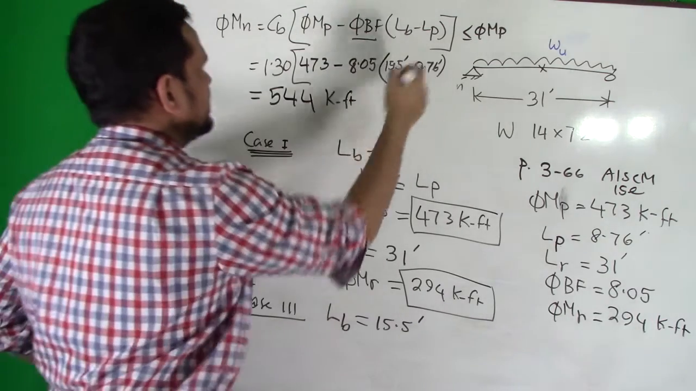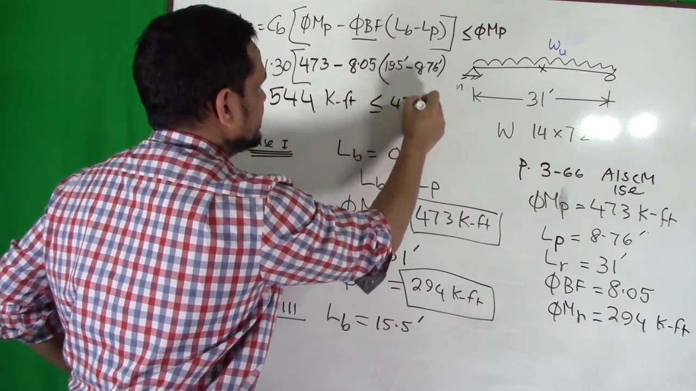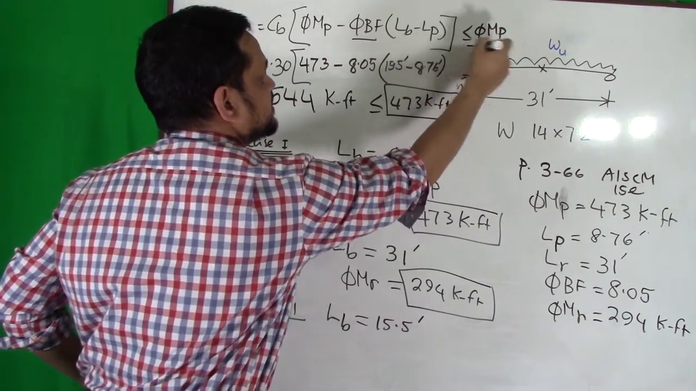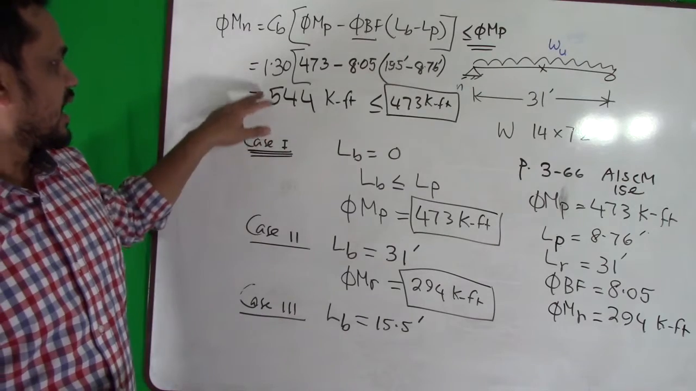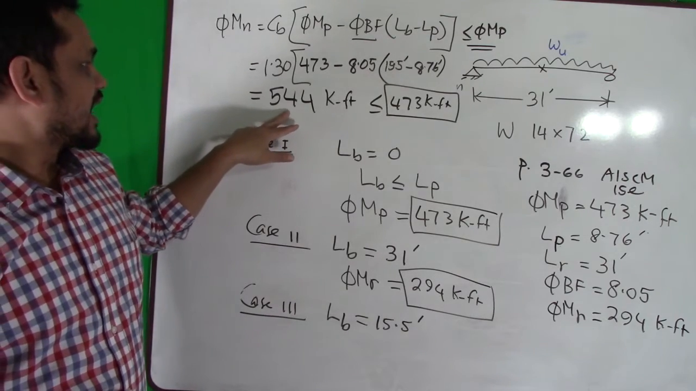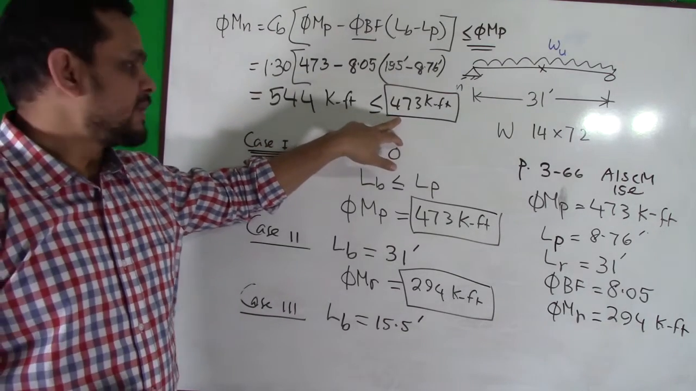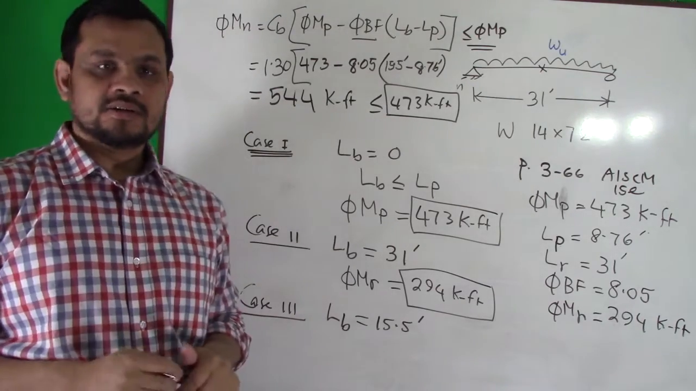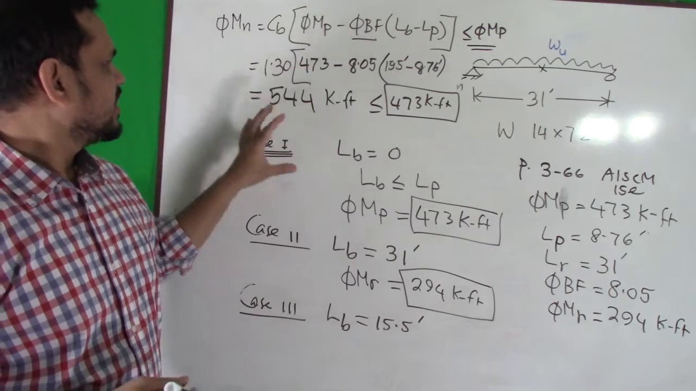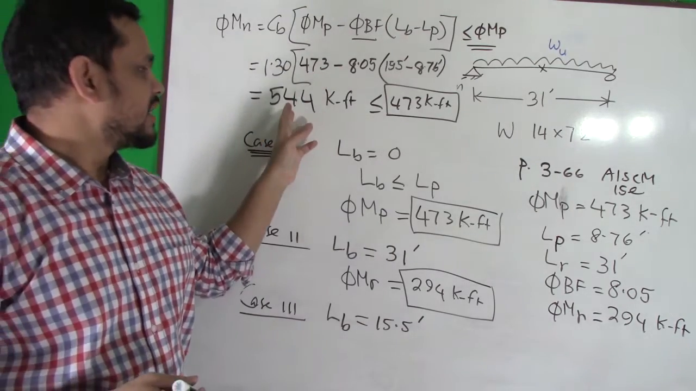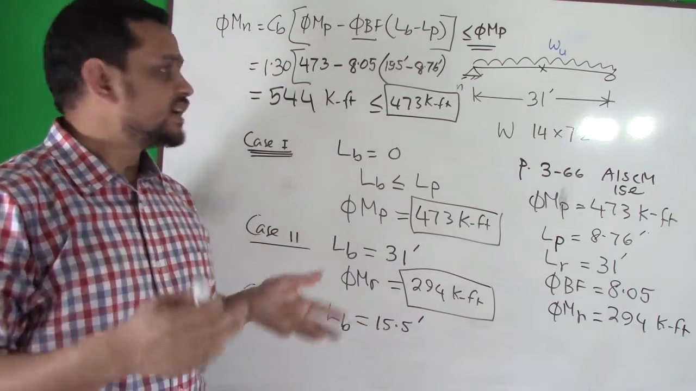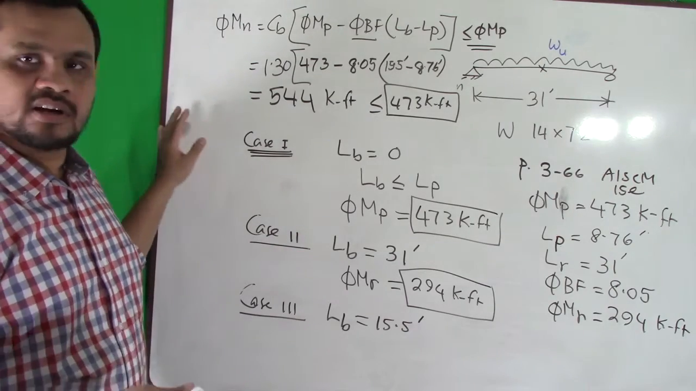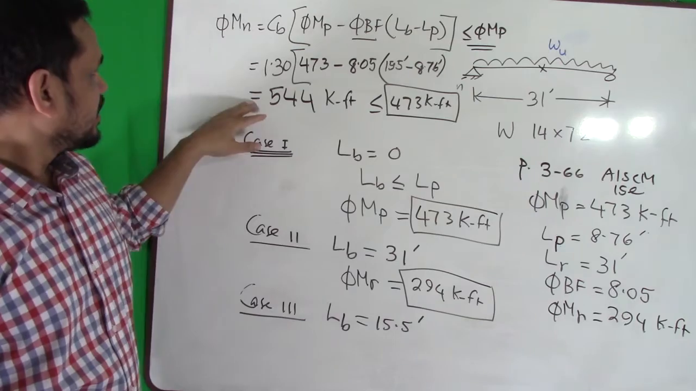Now it must be smaller than 473 kip-feet. That means smaller than this number. Our calculation shows that my capacity is larger than this, but my capacity cannot be larger than this. So this is my answer. Typically this should be lower. If you get this value higher, better to go back and check one more time. Here it looks I did not make any mistake. Yes, sometimes I make mistakes.